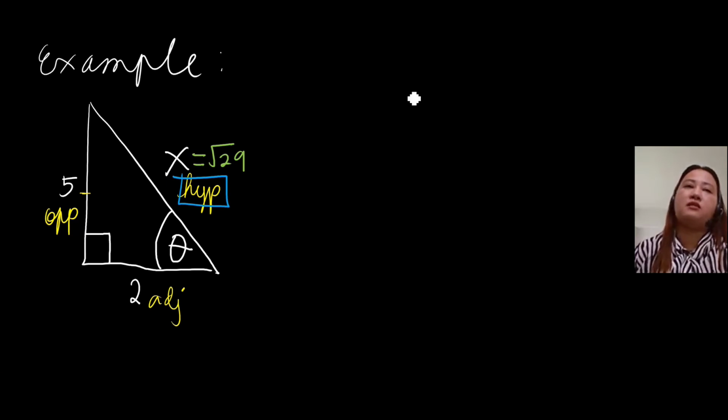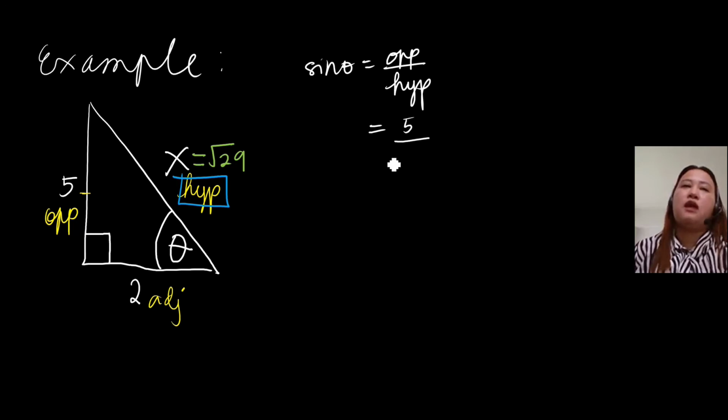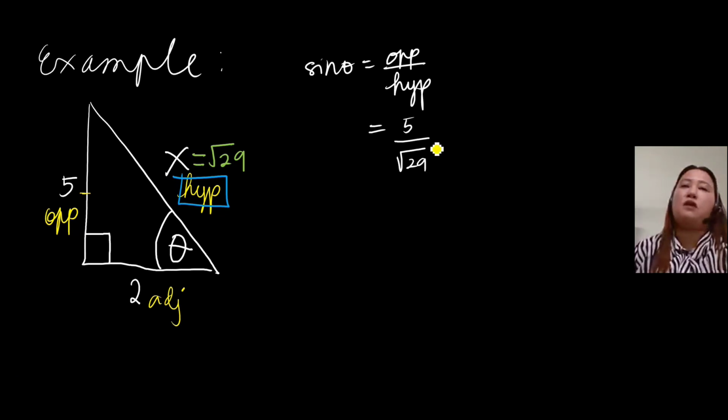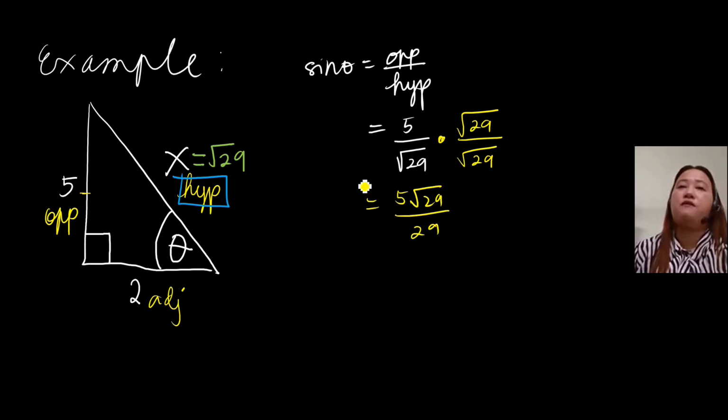So in solving this, first, sine theta. We know that sine theta is opposite over the hypotenuse. Substituting based on our triangle, our opposite is 5. The hypotenuse is square root of 29. Remember, if you have a fraction in which the denominator has a radical, you have to rationalize this. So multiply by square root of 29 over square root of 29, and your answer would be 5 square root of 29 over 29. This is the final answer for sine theta.